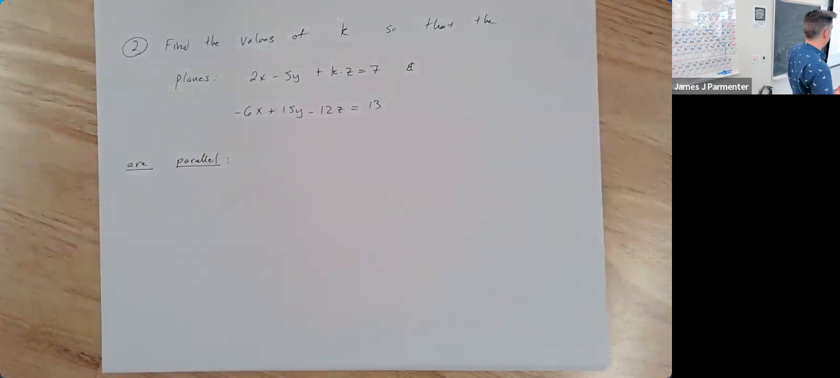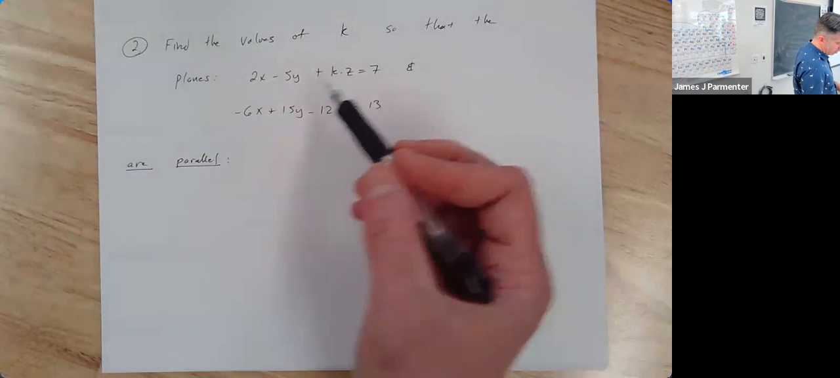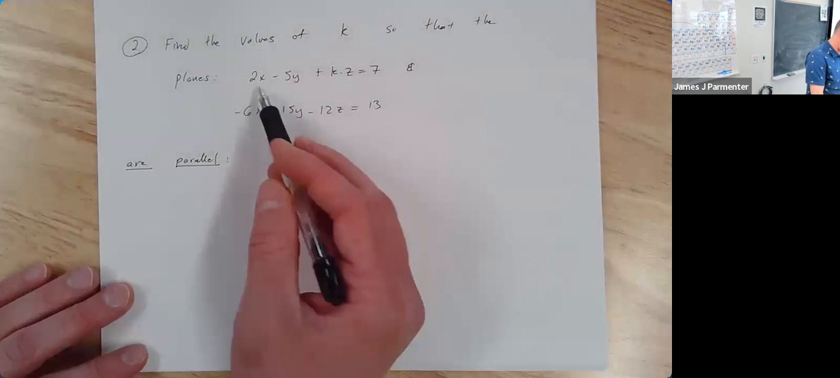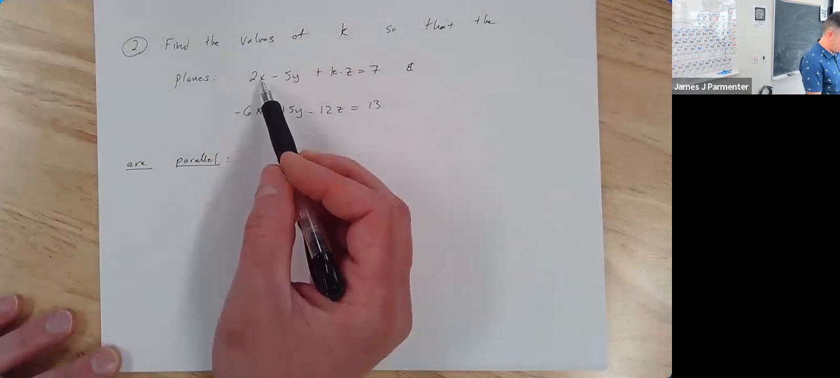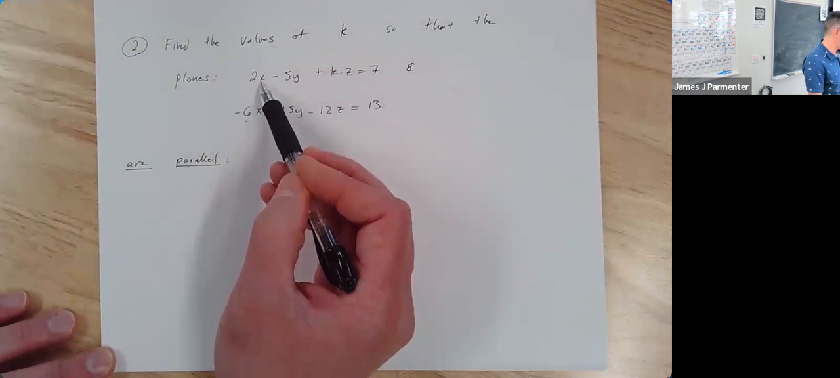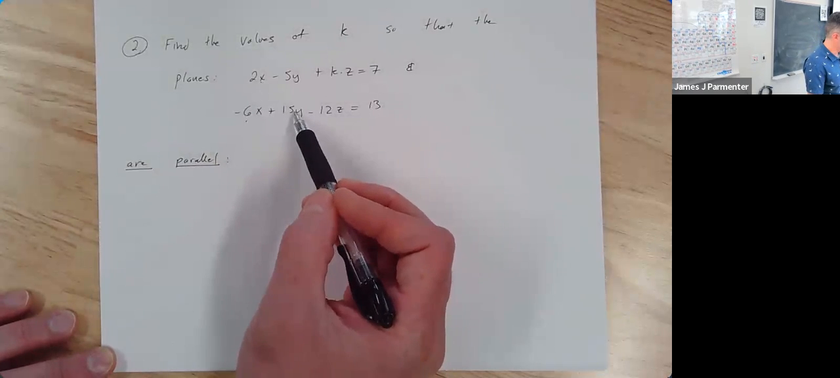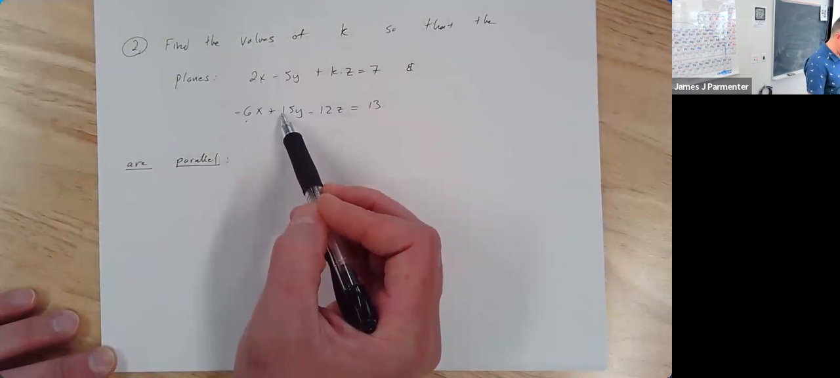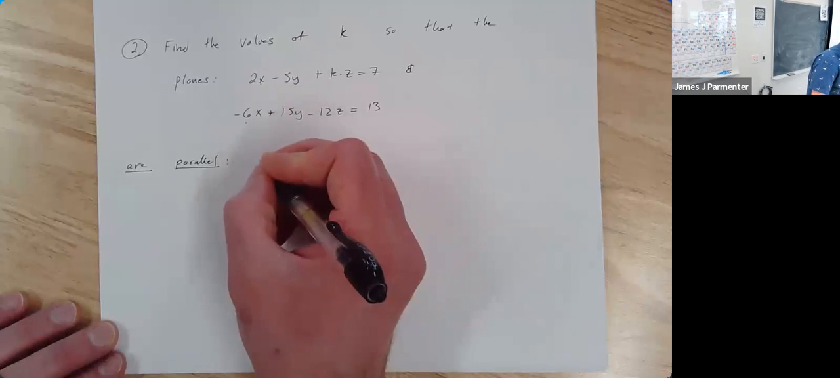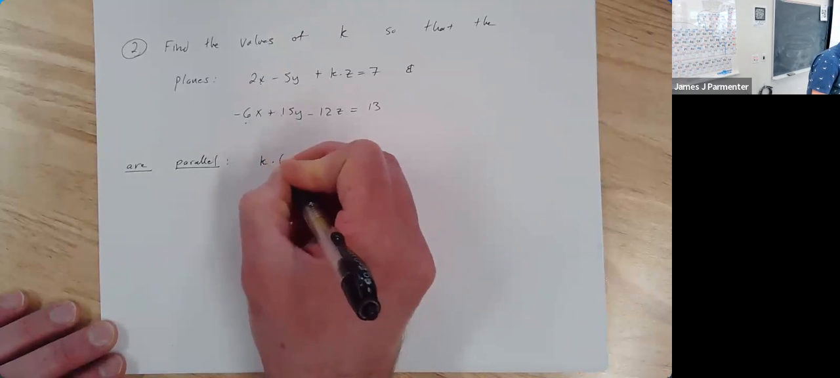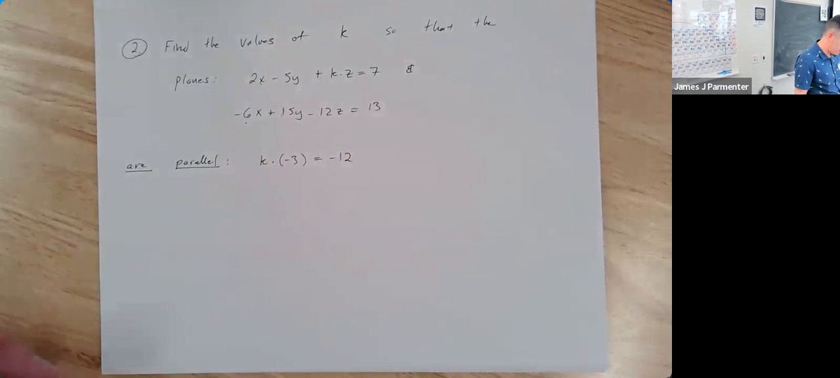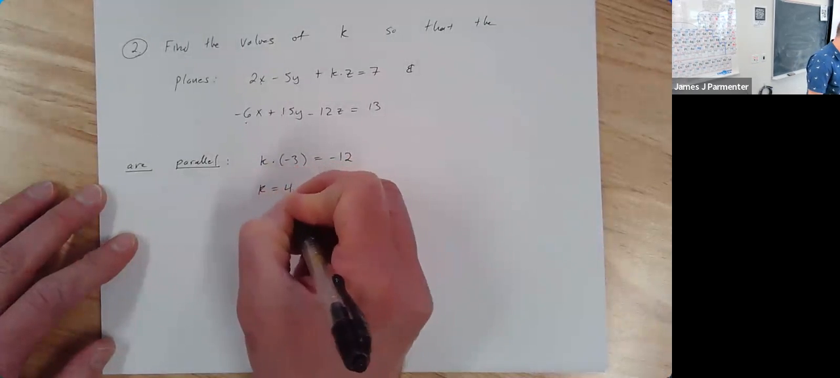So for two planes to be parallel, basically the coefficients of x, y, and z have to be in proportion to one another. In this plane, the coefficient of x is 2, and in the other plane, the coefficient of x is a multiple of that by -3. The same thing here: -3 times -5 is going to be 15. So for the z coordinate, the coefficient k times -3 needs to equal -12. And so solving for k, I'm going to get k equal to 4.